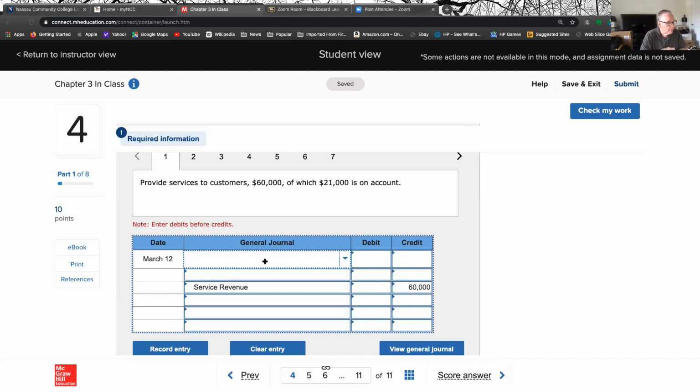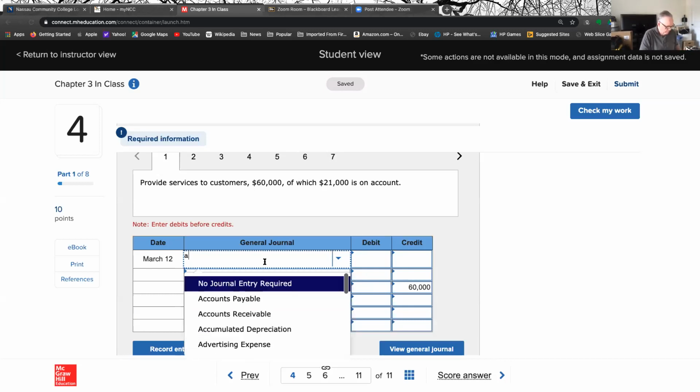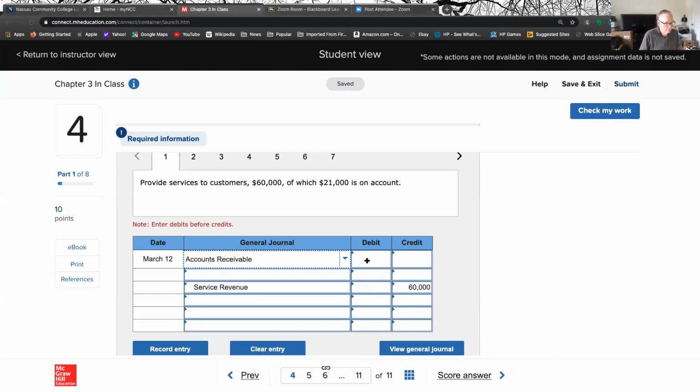They told you provide services to customers, $60,000, $21,000 on account. What does that mean? When you sell something on account, that's accounts receivable, right? So accounts receivable is 21,000. Now, if I stand back here and look at this, we know that for every transaction, the debits have to equal the credits. So if I got a debit of 21 and a credit of 60, that means I need another debit of 39, right? Because 21 plus 39 add up to 60.